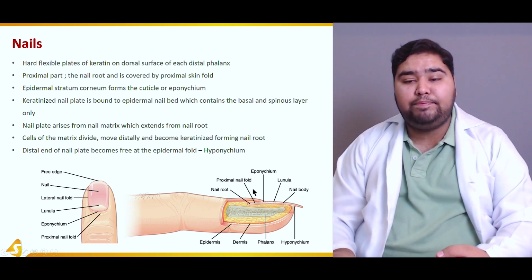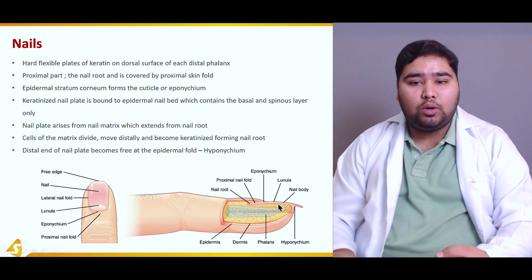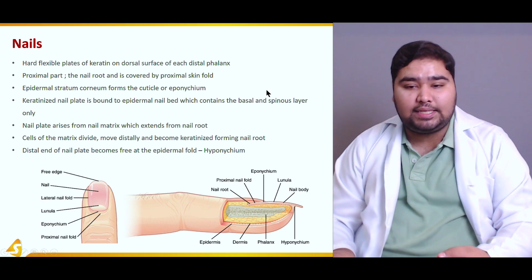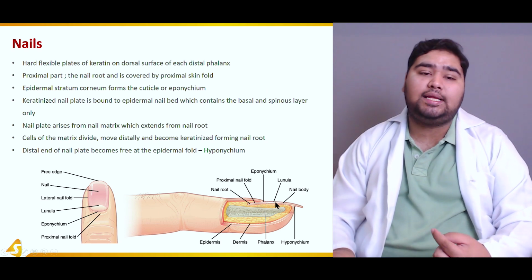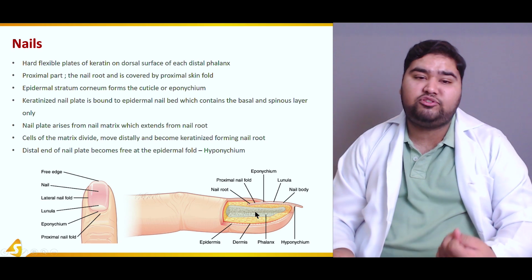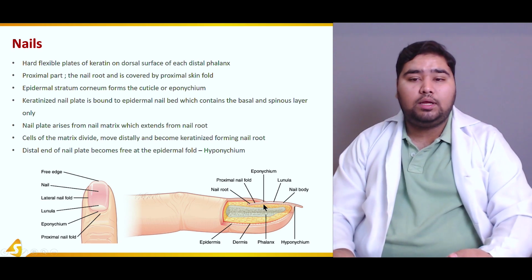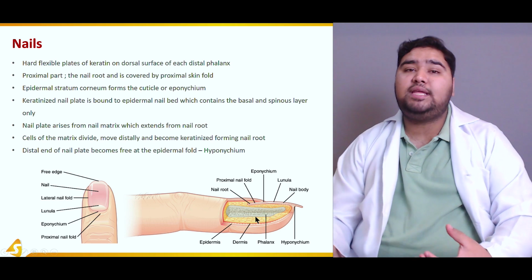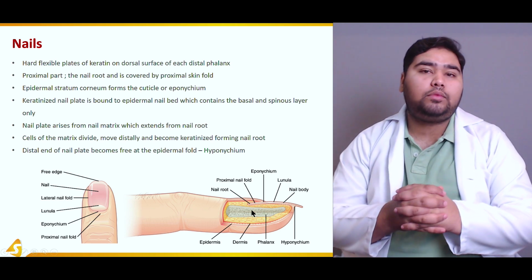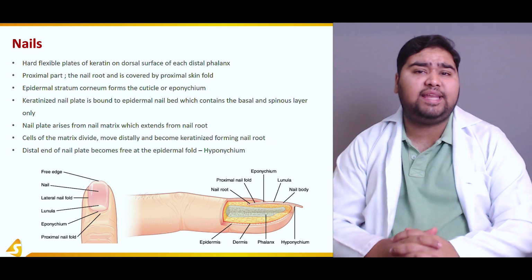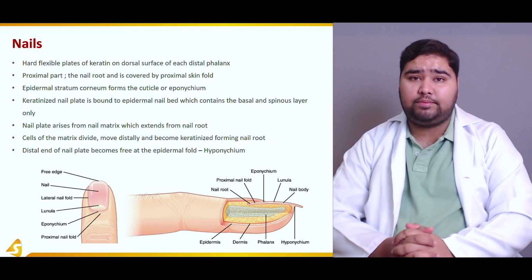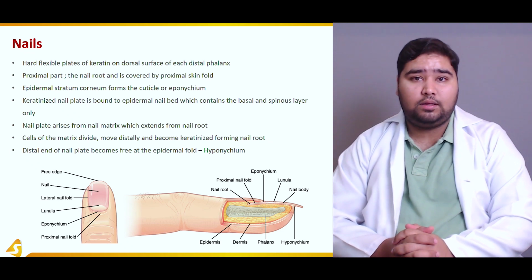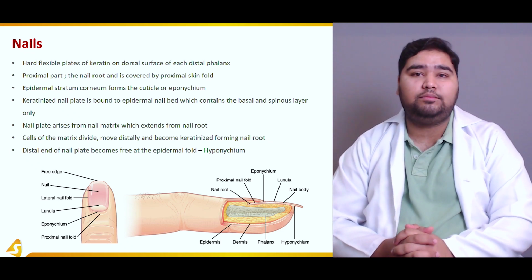Keratinized nail plate is bound to the nail bed, which contains the basal and the spinous layer. This is the nail bed which lies just below the keratinized nail plate. It is composed of stratum basale and stratum spinosum only. What was the name given to stratum basale and a few dividing cells in the stratum spinosum? We discussed this in the epidermal section of this video. Yes, you're right, that was stratum germinativum.